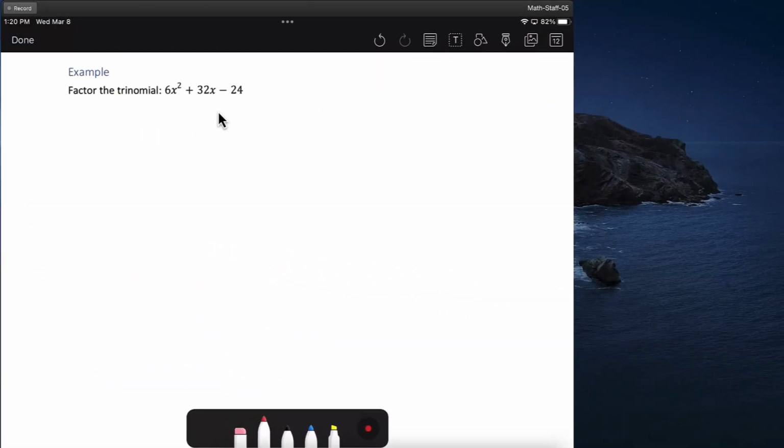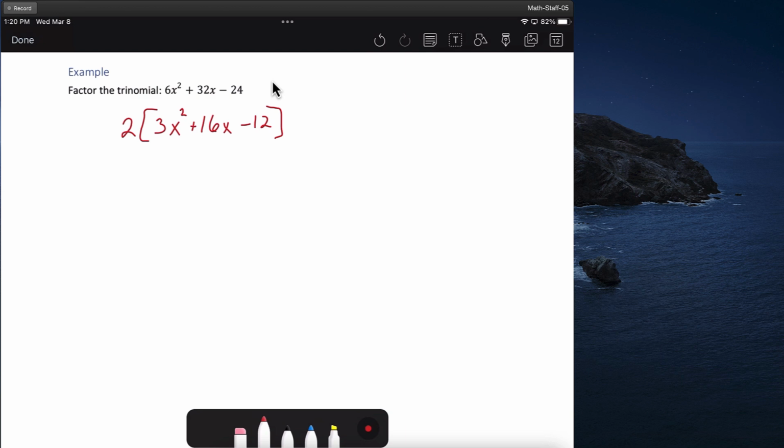Notice in this example that 6, 32, and 24 all have a 2 in common. That's the greatest common factor that we want to factor out at the beginning, similar to how we factored out a negative at the beginning of the previous example. So we'll factor out that GCF of 2, leaving us with 3x squared plus 16x minus 12.